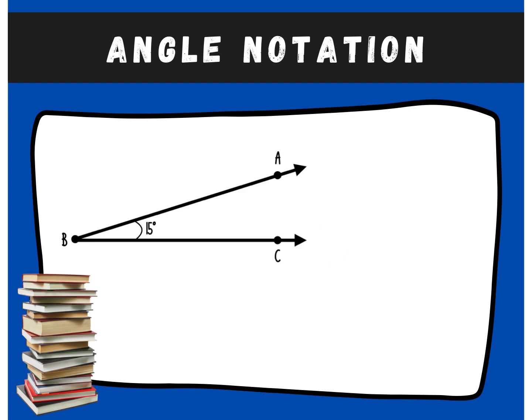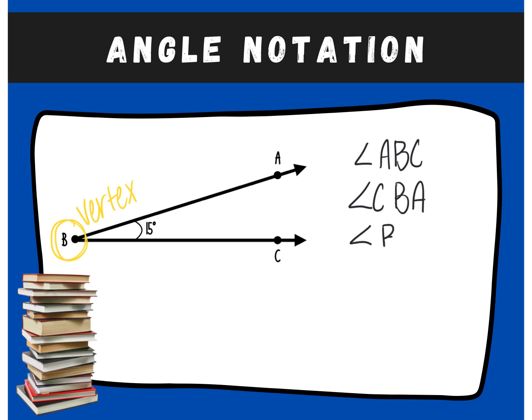Let's look at another. So here you'll see a much skinnier angle. I see an angle that both rays stem from B, which tells me that B must be the vertex of this angle. Now when I name it, I know that the vertex has to be in the middle of the name, so I'm going to call this angle ABC, or I can call it angle CBA, and as long as there are no other angles that have a vertex at B, I can also call it angle B.